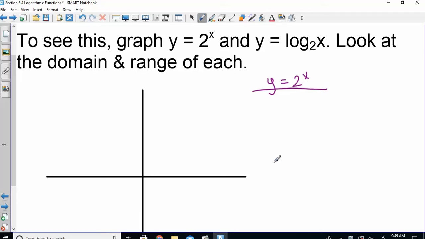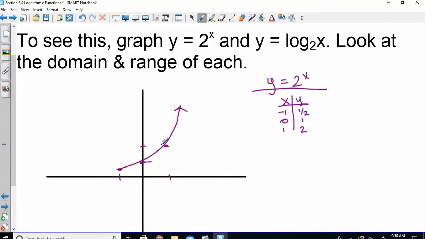When I ask you to graph this, what do we do? Looking at x, y, and what numbers do you plug in? 0, 1. Okay, what's 2 to the negative 1? 0.5, 1/2, it just flips it. 2 to the 0, and 2 to the first? 2. Alright, so we have negative 1, 1/2, 0, 1, and then 2.